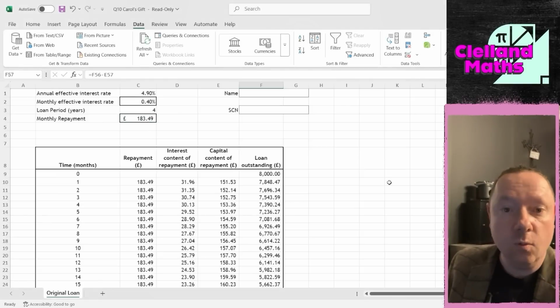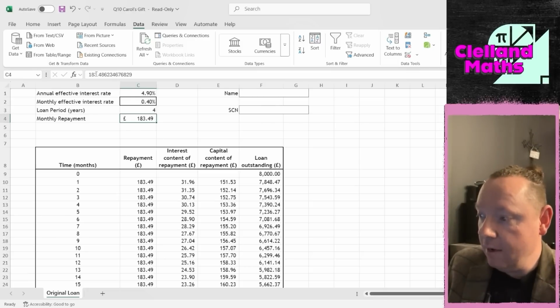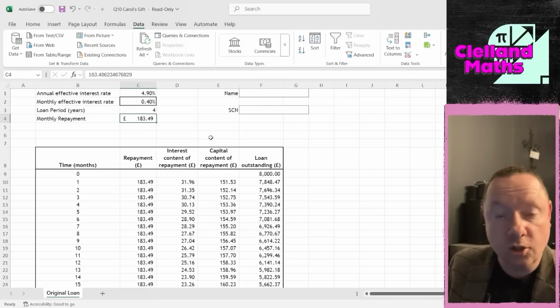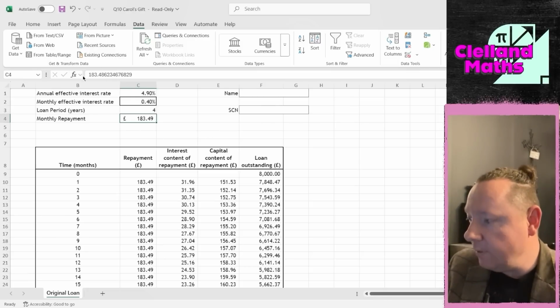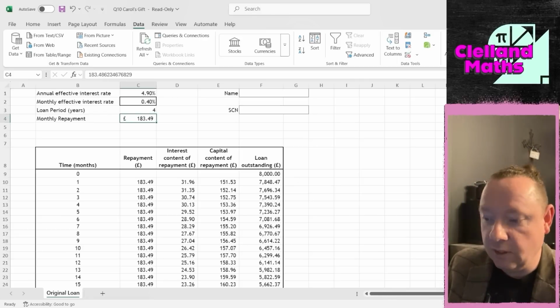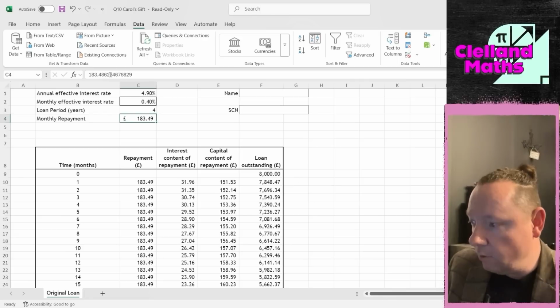Eventually it'll get an answer, 183.49 it says, but remember that answer isn't actually 183.49. We have rounded that for you, so you need to adjust yourself. So the next step is 183.486. You can round it up if you want to 49, or you can leave it as 48. It's up to you. I'm going to round it up to 49.